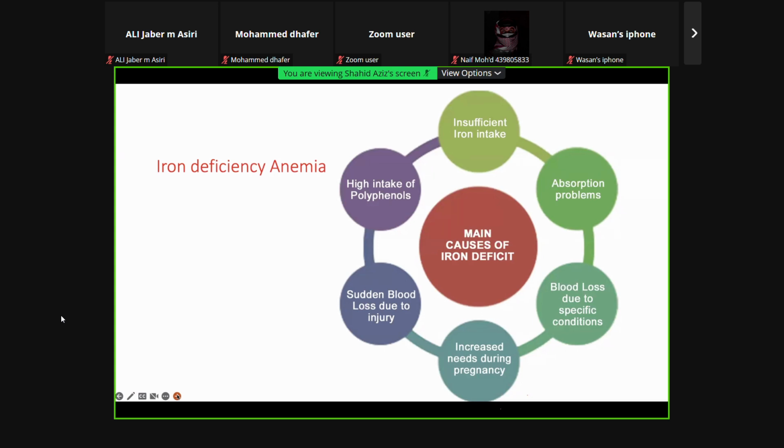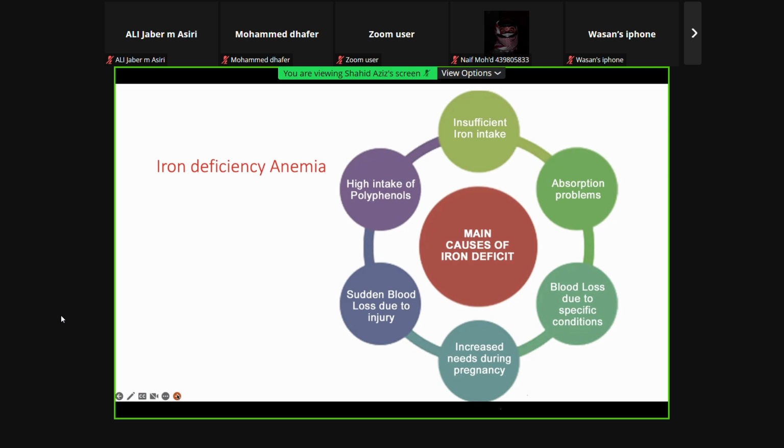Or if you have blood loss due to different types of conditions where there is bleeding, or sometimes when there is increased requirement of iron as in pregnancy and lactation, or you have a trauma and there is sudden acute blood loss, you can also have loss of iron and iron deficiency anemia. Or sometimes you have intake in your diet of some chemicals such as polyphenols, which interfere with the absorption of iron and do not allow iron absorption to take place. So these are the main causes of iron deficiency, which eventually can lead to decreased body iron stores, which eventually results in iron deficiency anemia.